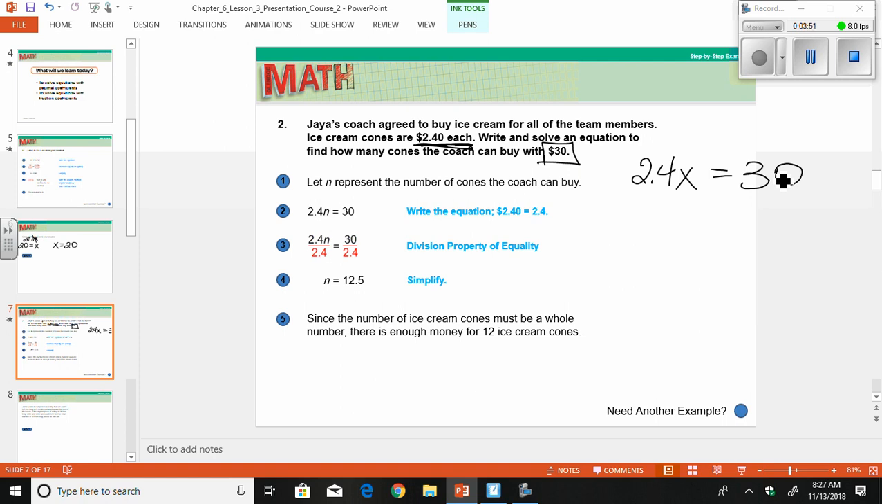They're multiplying, so the opposite is to divide. I divide both sides by 2.40, and I get that n is equal to 12.5 cones. Of course, we can't buy half an ice cream cone, so we are going to get 12 ice cream cones.